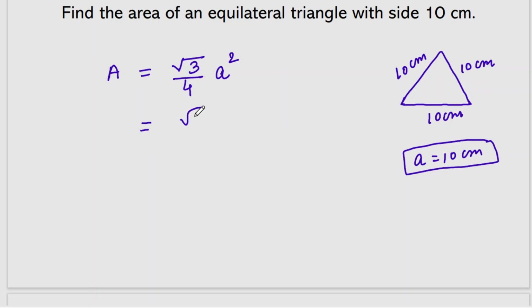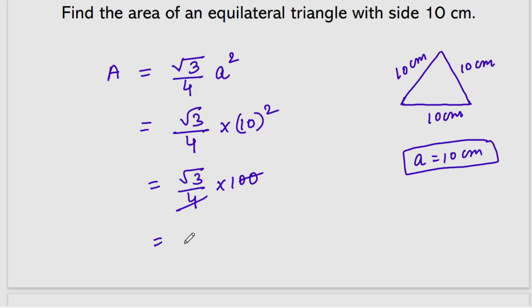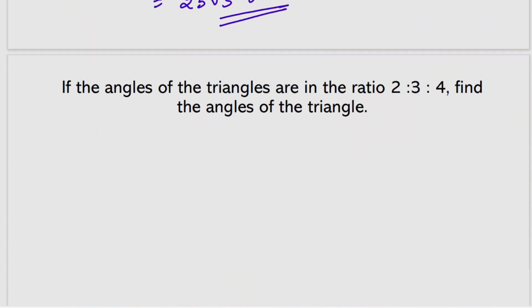So root 3 by 4 A square, that is 10 square. So it is root 3 by 4, okay, into 100. So the final answer that can be is 25 root 3 centimeter square. Okay, next question.